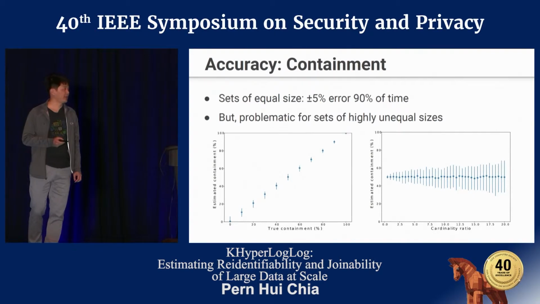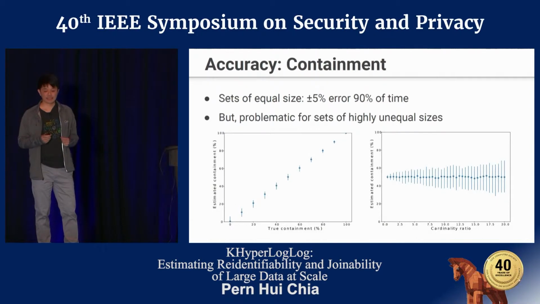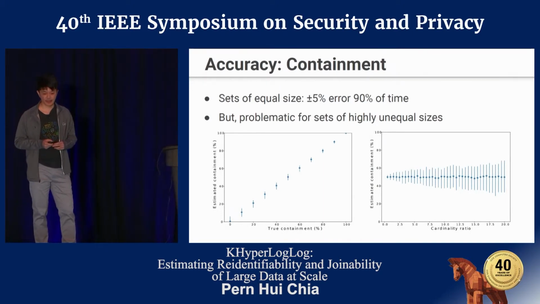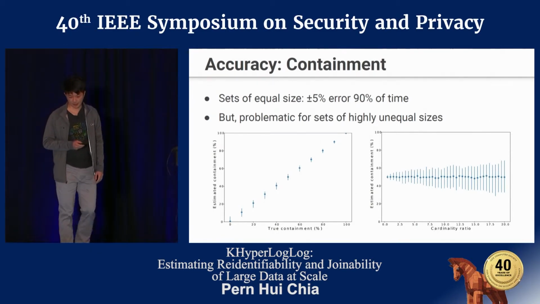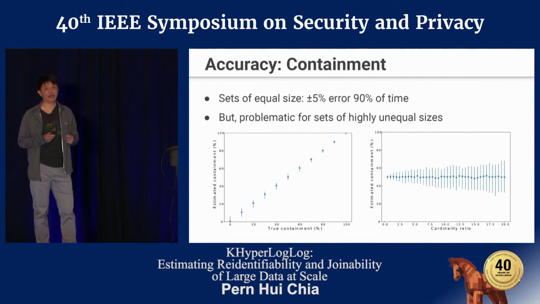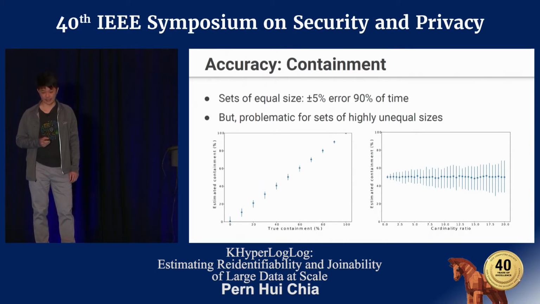We also evaluated the accuracy of containment metrics. Here, for sets of equal sizes, we find that the estimated containment is typically in the tolerable range of plus or minus 5% error. But the estimated containment can be a little problematic for sets of highly unequal sizes. As seen on the graph on the right here, when the cardinality ratio is more than 5, the error rate can grow to more than 10% and keeps growing with the cardinality ratio.